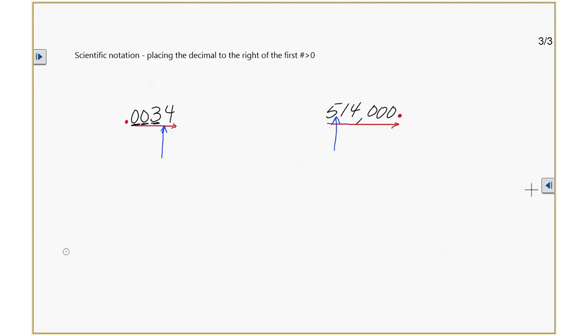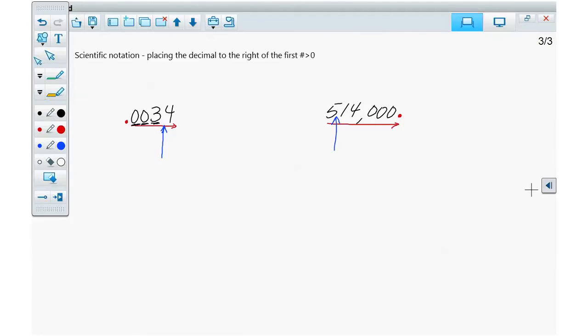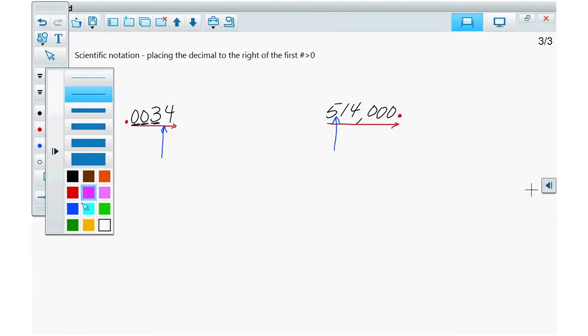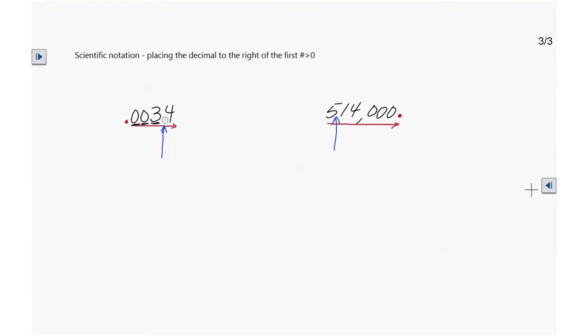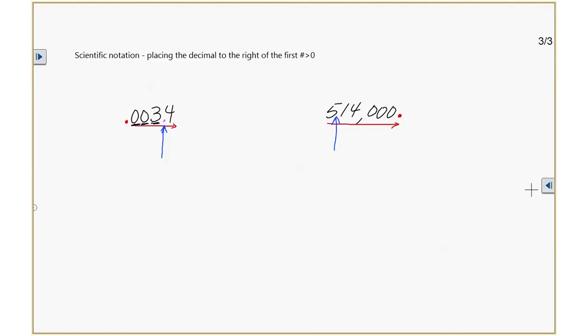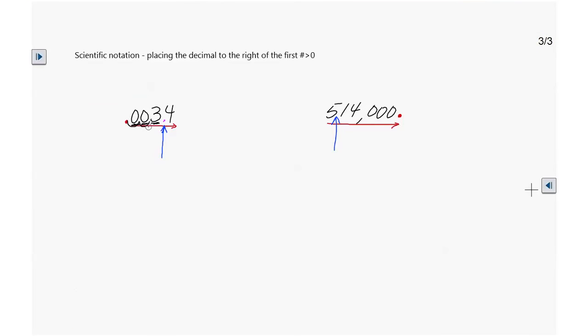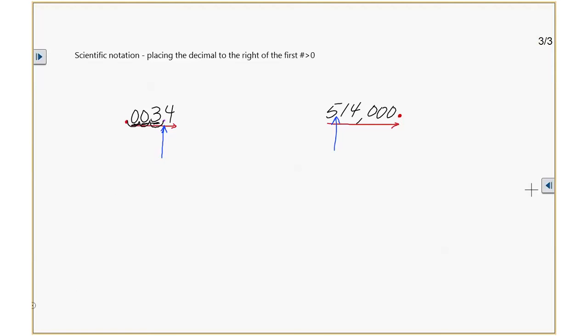So I'm going to put that decimal. I'm going to use a different color. I'm going to change it to magenta. I'm going to put that decimal right here. But I have to move it. Now, I haven't said anything about direction, because that's the first thing the student who thinks they know everything is going to say. 1, 2, 3. So I rewrite 3.4 times 10 to the blank 3.